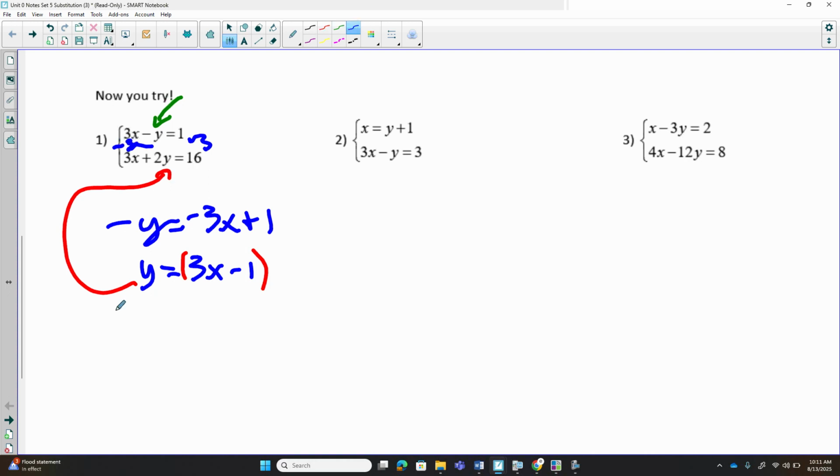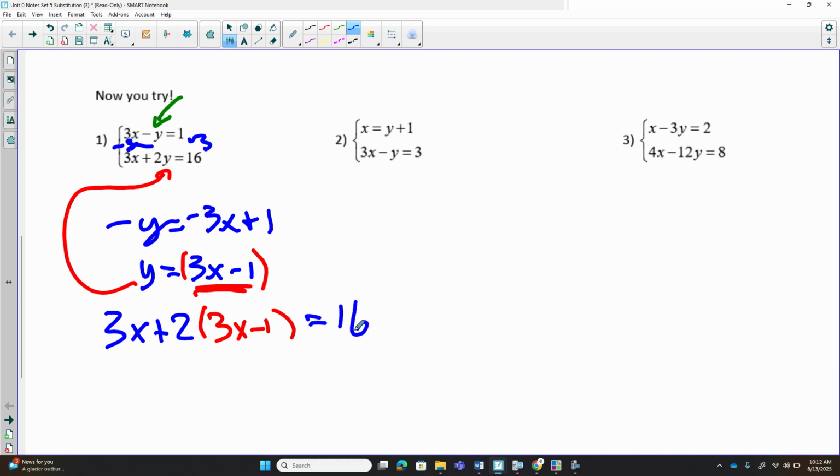So when I rewrite this, it's going to be 3x plus 2. And then, remember, it's this statement. This is now your y. Your y is now going to equal 3x minus 1. So you put 3x minus 1 in. And then it is equal to 16. Now you have a little bit of algebra. We're back to solving an algebra equation, which you should know how to do. Okay?